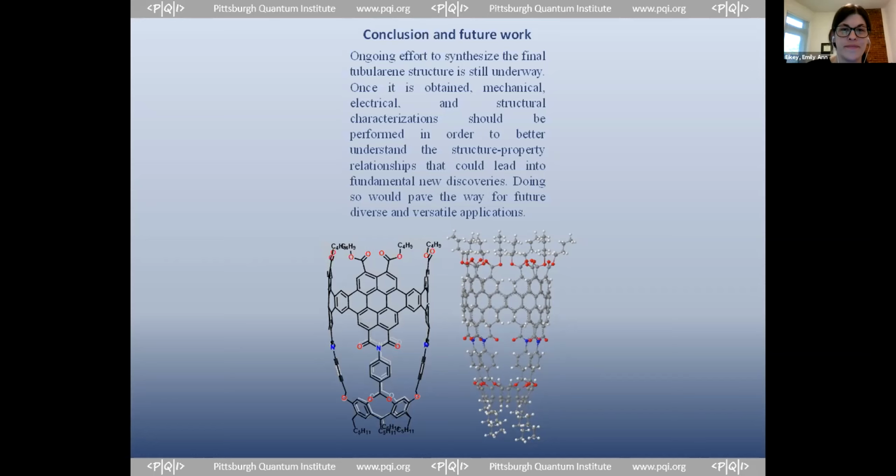I have a quick question. Yes. So going off of that, I'm just curious. So here you say you want to characterize the structure after you synthesize the final tubularene. And so I'm sort of making analogies to metal organic frameworks. So are you interested in doing TGA analysis and things like that? Could you just expand upon what you mean by structural characterization?